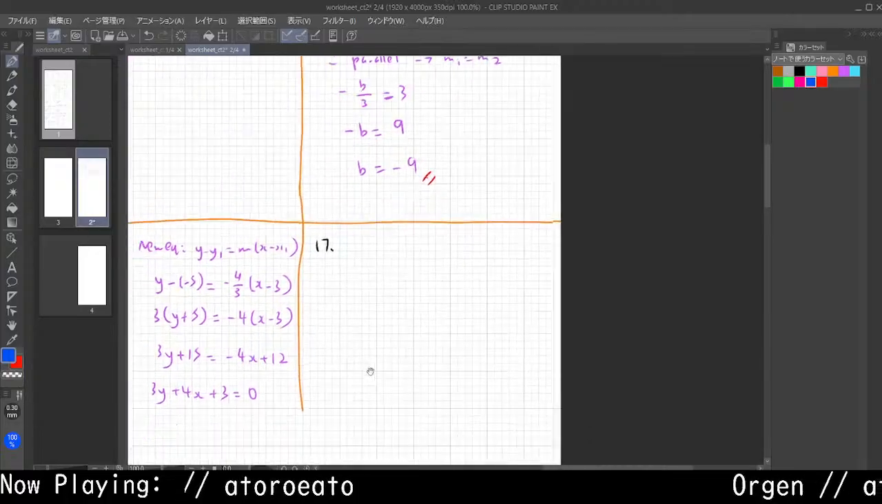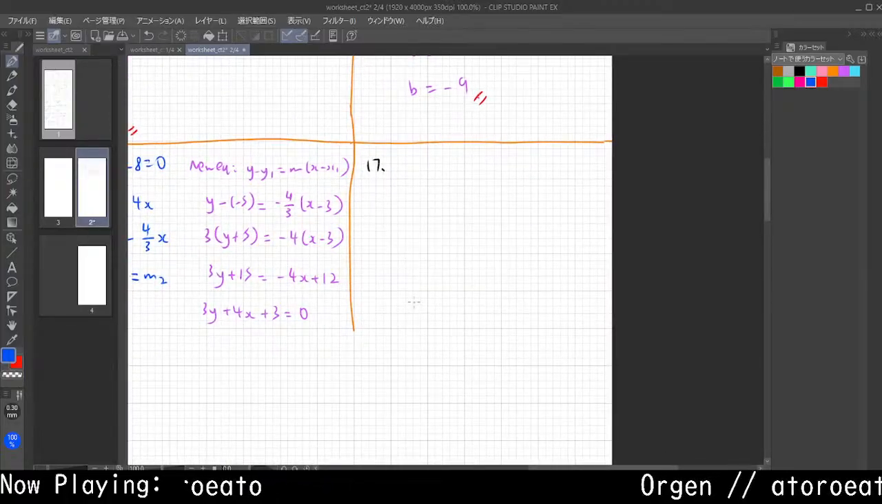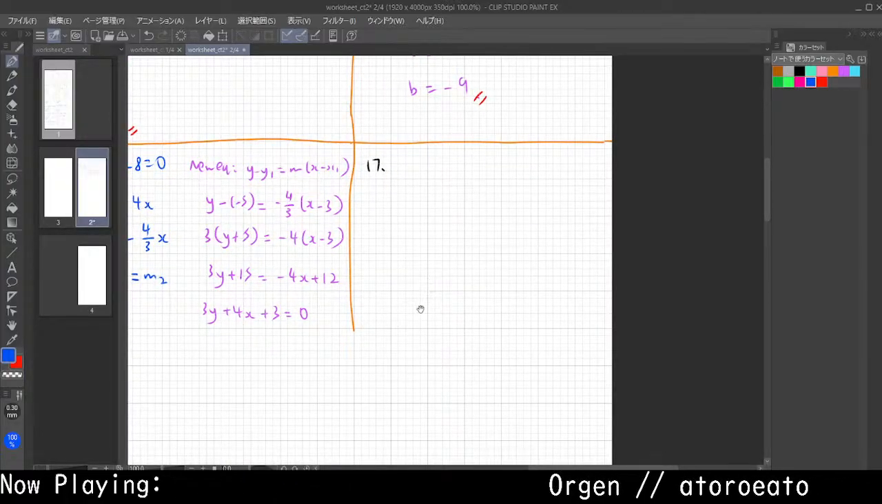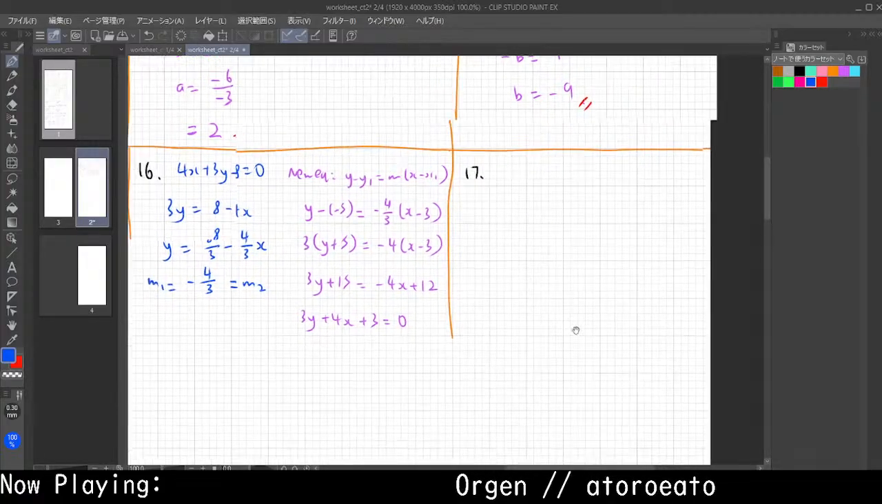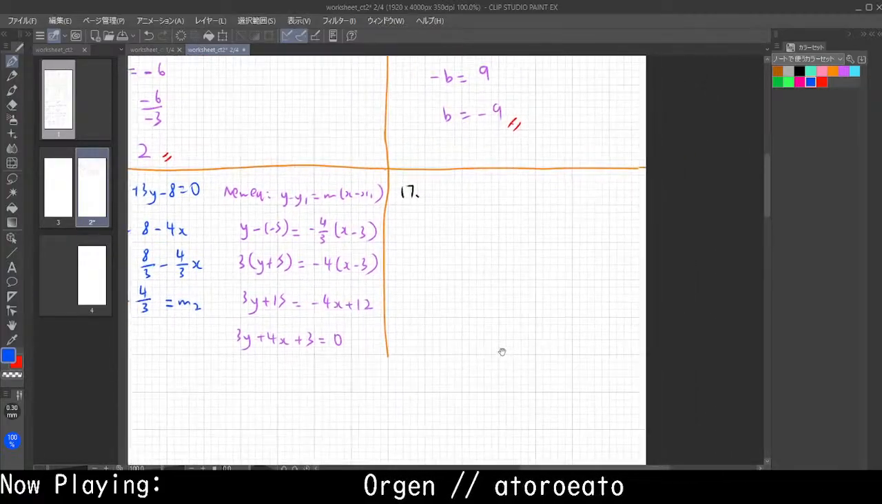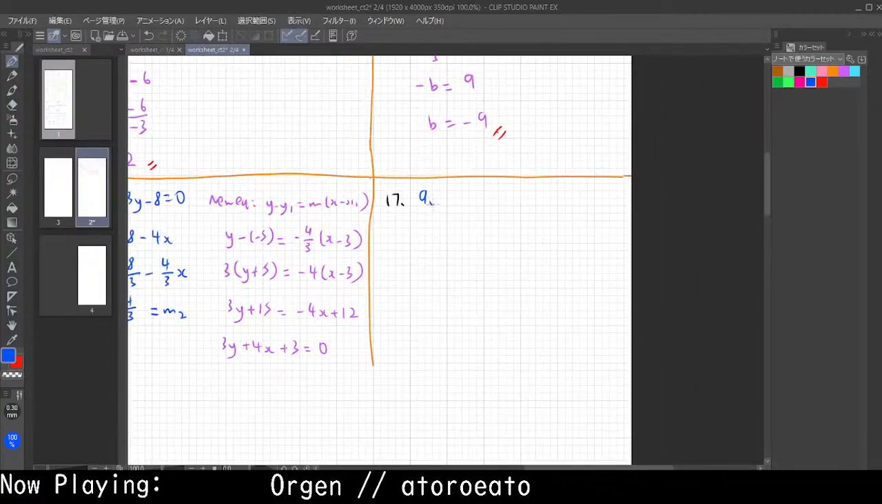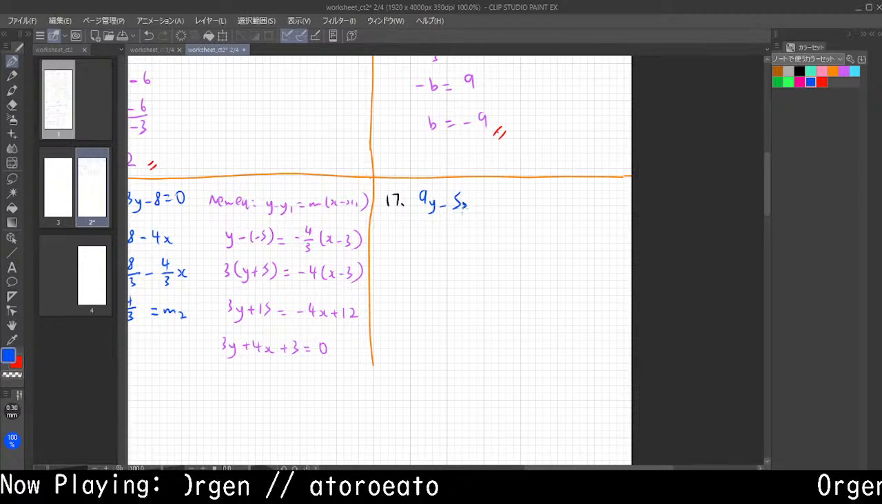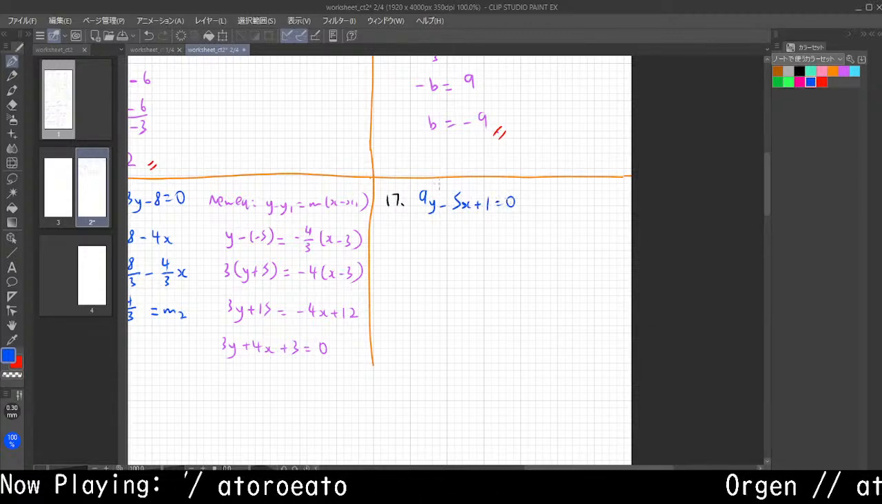I don't know if I have enough space for this actually, but it's fine. Yeah, I don't think I actually have enough space. How many boxes do I have? Oh, come on. Let's make it vertical. Let's expand vertically.